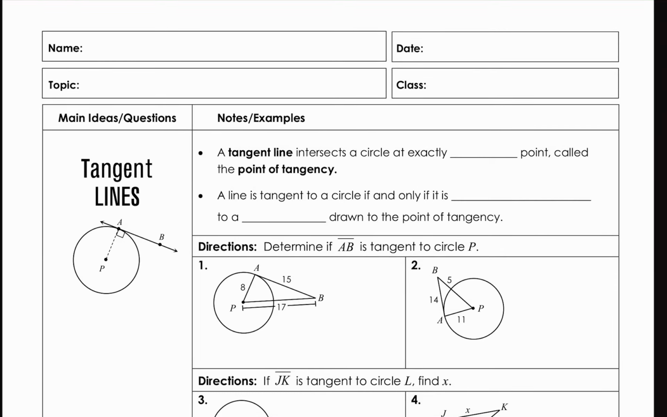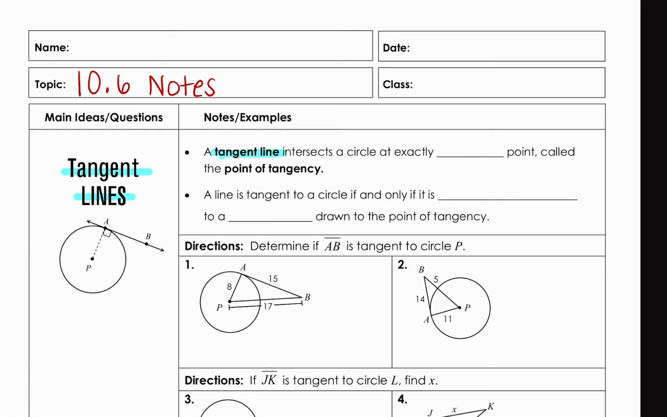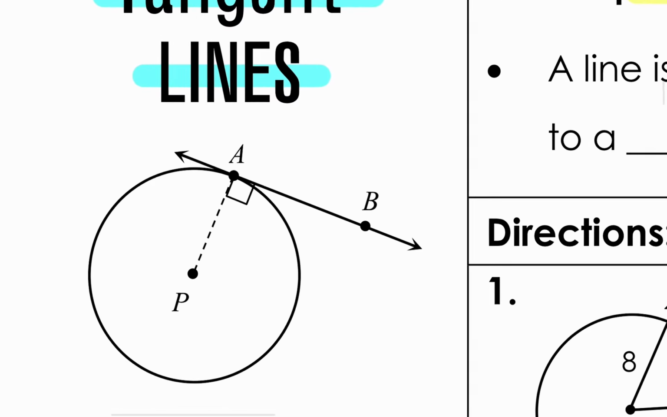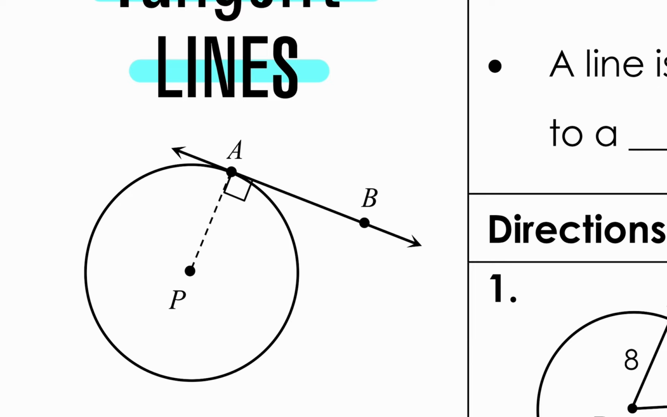Okay, so let's begin lesson 10.6 on tangent lines. As a refresher, a tangent line intersects a circle at exactly one point, called the point of tangency. Looking at the image on the left, we have the tangent line that intersects the circle at point A. So point A is the point of tangency.